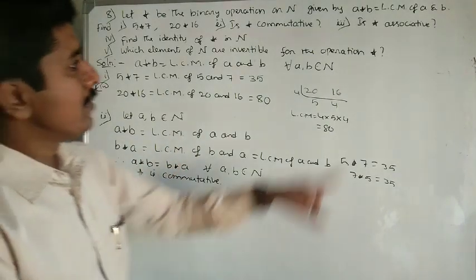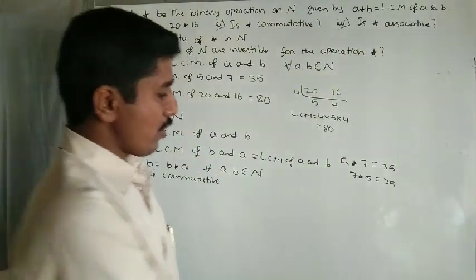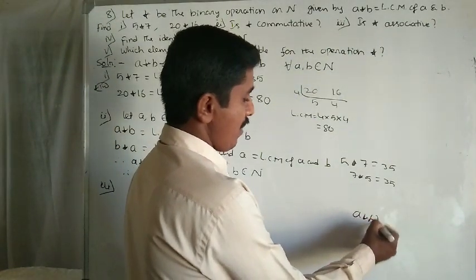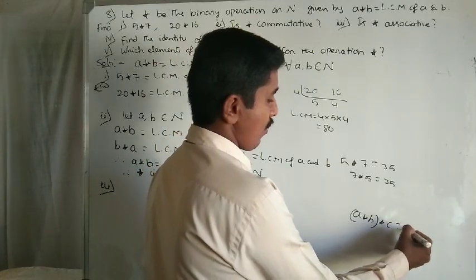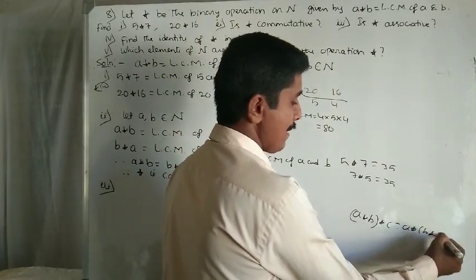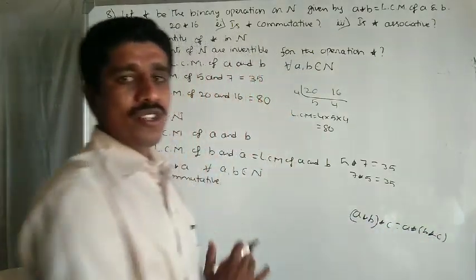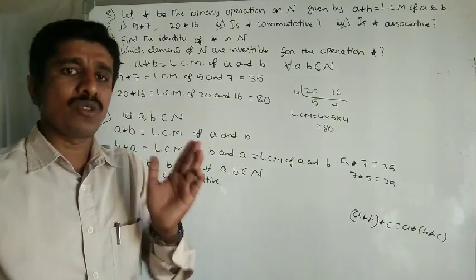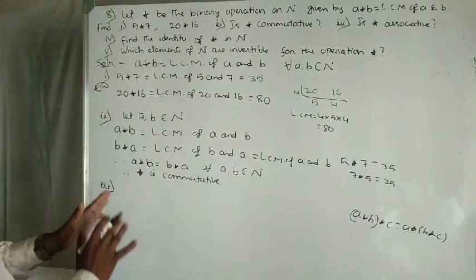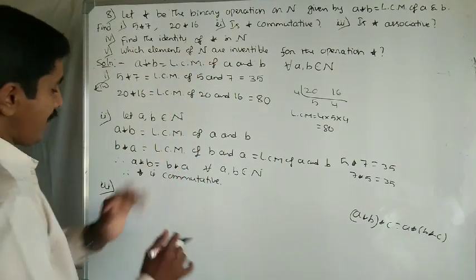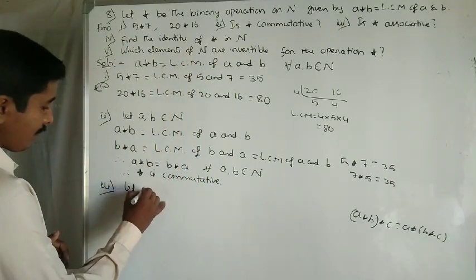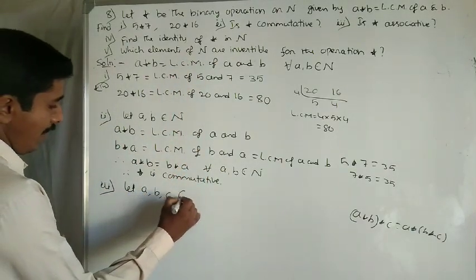Third one, is star associative. Associative property: A star B, of star C, equal to A star of B star C, for all A, B, C belongs to the given set, means star is associative. Here I am taking three elements in the given set N. Let A, B, C belongs to N.